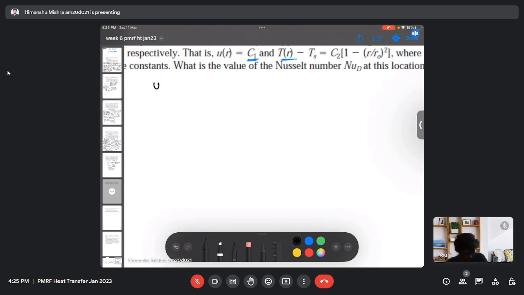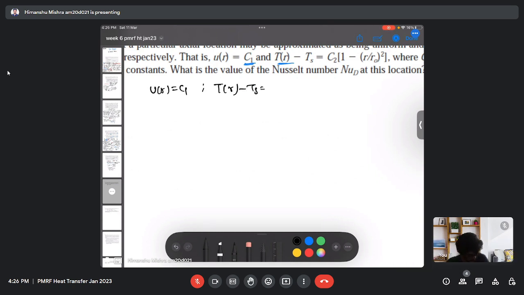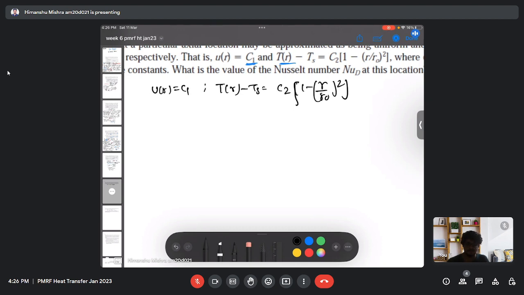So we have been given the velocity profile C1 and the temperature profile C2 times 1 minus R by R naught squared. And to determine the Nusselt number, we need to first determine the heat transfer coefficient. So basically we are going in the opposite direction. In the previous problem we found the Nusselt number by using various correlations depending upon the flow conditions, and after we got the Nusselt number, we found the heat transfer coefficient. Here we first find the heat transfer coefficient, and from that relation we will find the Nusselt number.